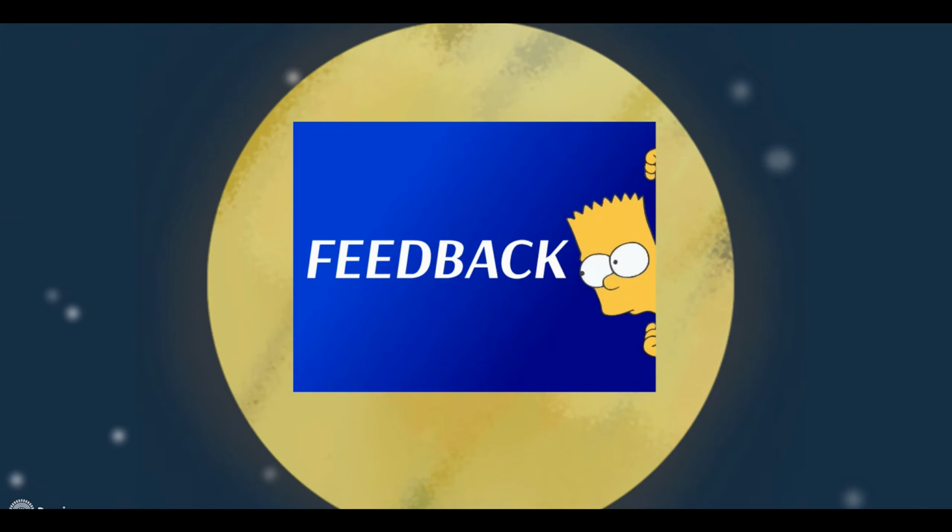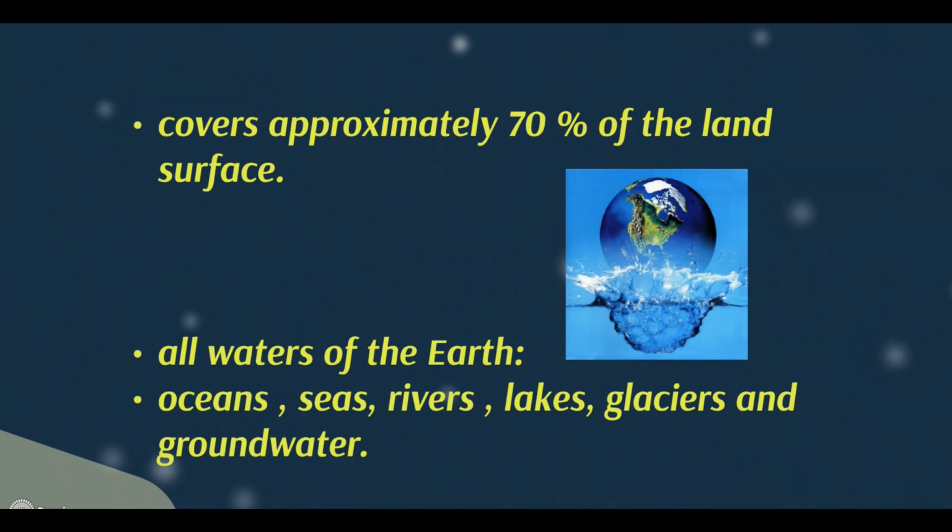Okay, so for this lesson we have feedback. Remember, this is a short lesson, so in this part we're going to have a feedback about what we have learned. So we were talking about the surface of water on the earth. So we said that water covers approximately 70% of the land surface, and we have here the information that the water is in oceans, seas, rivers, lakes, glaciers, and groundwater.